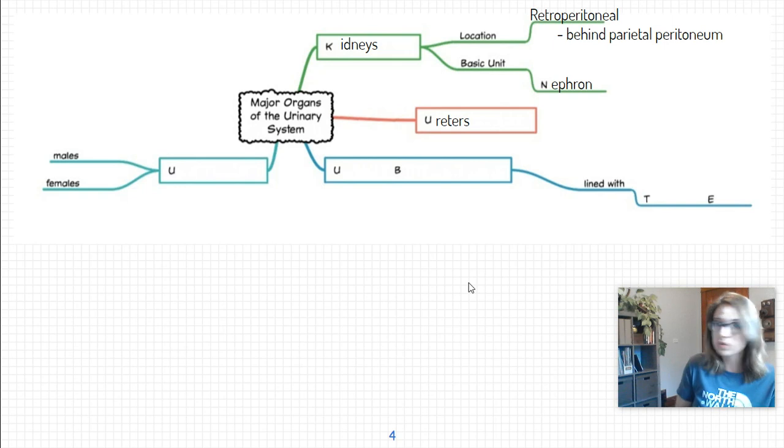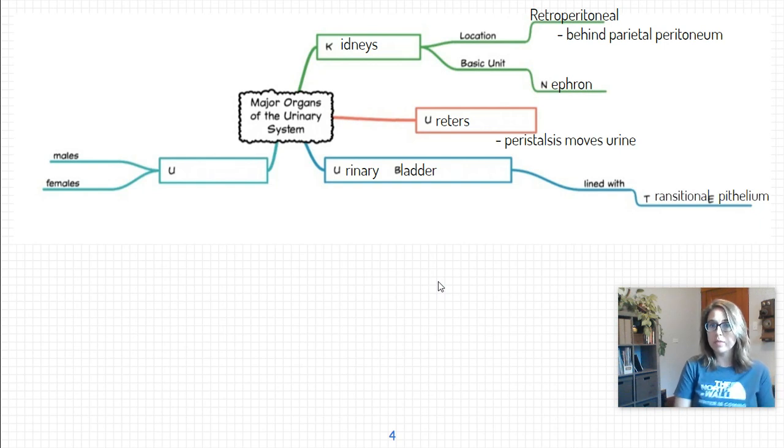The ureters, like I said, just connect the kidneys to the bladder. And just like peristalsis, this rhythmic muscle contraction, squeezing, is what moved food through my digestive tract, peristalsis also moves urine from my kidneys into my bladder. And so it's this little squeezing action that happens. My urinary bladder is just the storage, the holding unit for that urine.